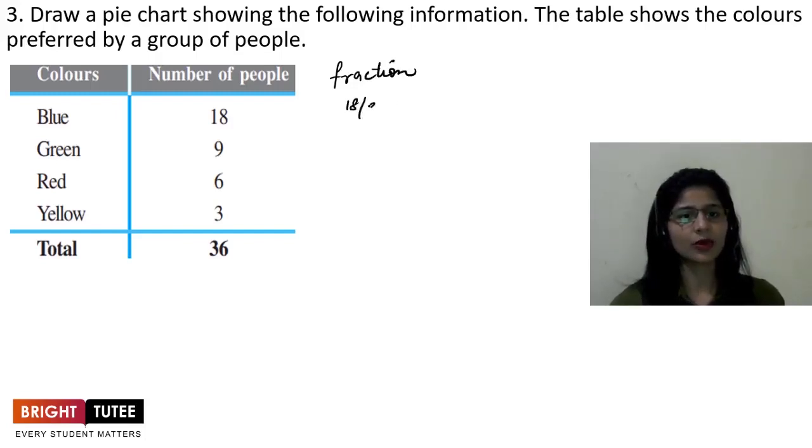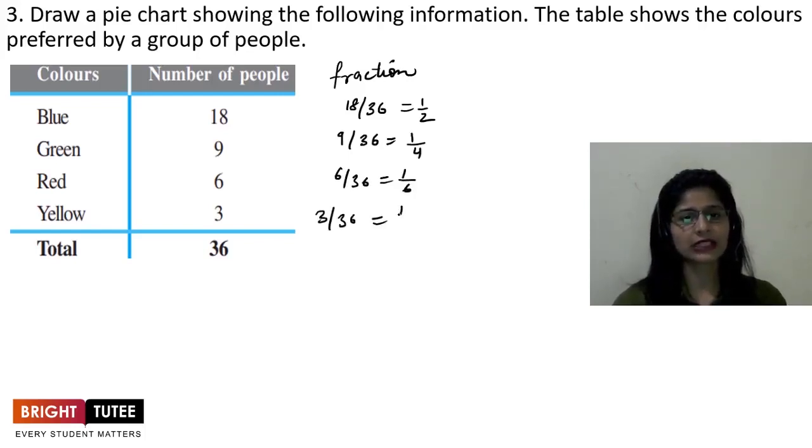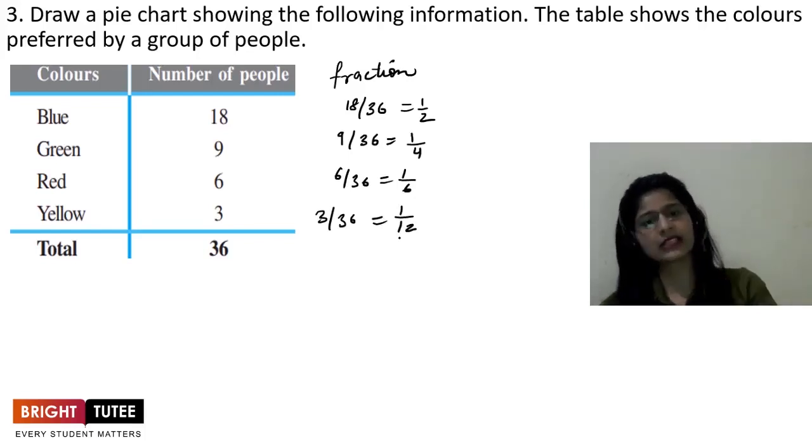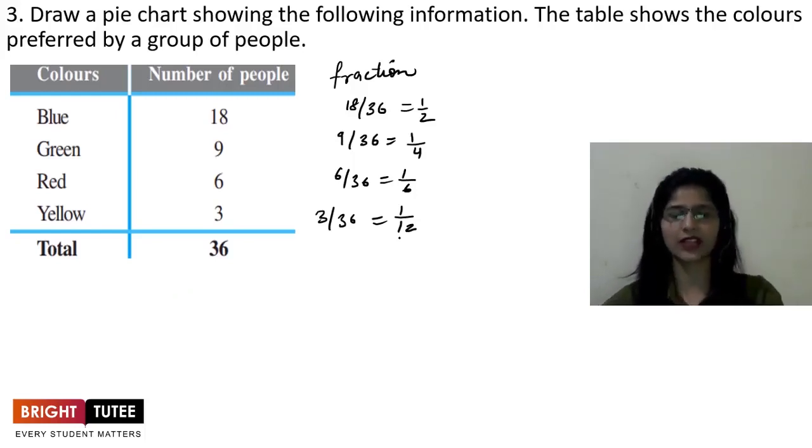So 18 upon 36, that is 1 upon 2. Then 9 upon 36, that is 1 upon 4. 6 upon 36, that is 1 upon 6. And 3 upon 36, that is 1 upon 12. So what we have done, we have calculated the fraction. The favorable to blue is 18 and the total is 36. So this is how we are calculating the fraction of it. Now we will calculate the angle.